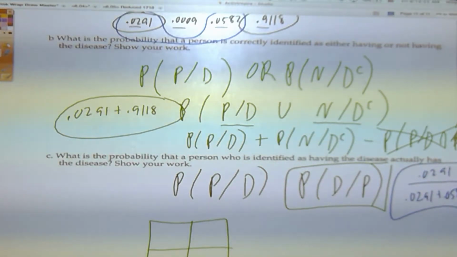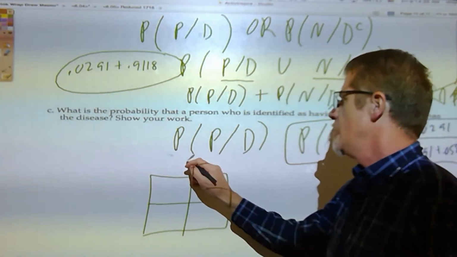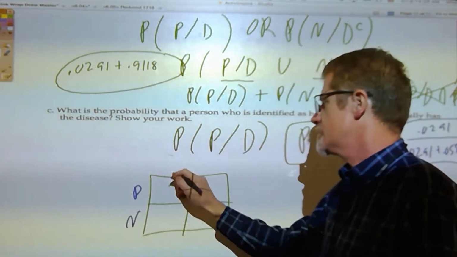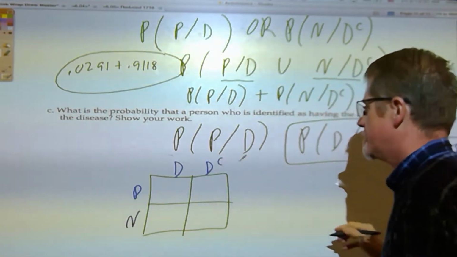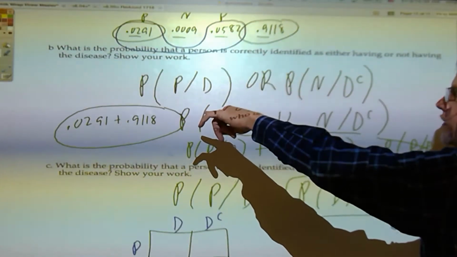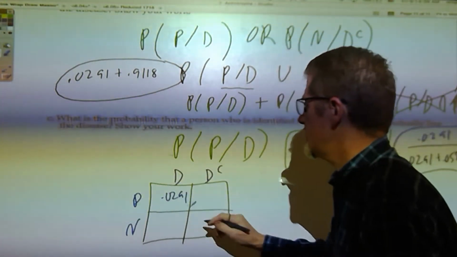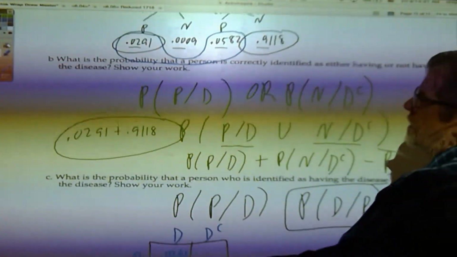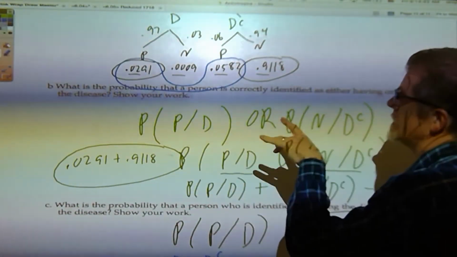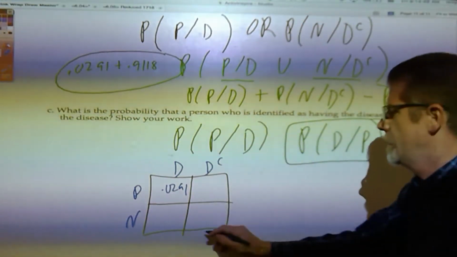Now, those of you who decided to take the 4 leaves and set them up into a two-way table, you've got either a positive or negative test result, either disease or disease complement. So you take the 4 leaves, and disease positive was 0.0291. That's that leaf. A leaf is a cell, is a football. And disease negative is 0.0009.